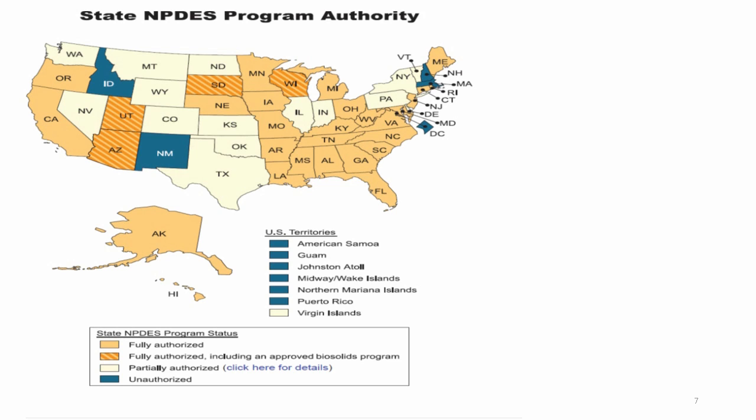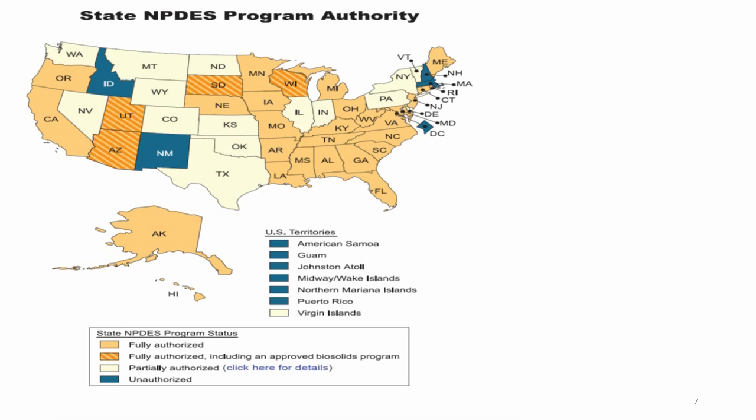So here's a map of all the mainland states, and we list out the U.S. territories. The only territory that is partially authorized is the Virgin Islands. In the case of those other territories, EPA is responsible for running those NPDES programs. And the other thing to note here is that Washington D.C. is not authorized to run its program, nor is Idaho, New Mexico, New Hampshire, or Massachusetts.